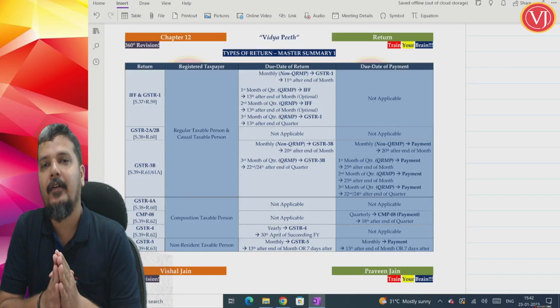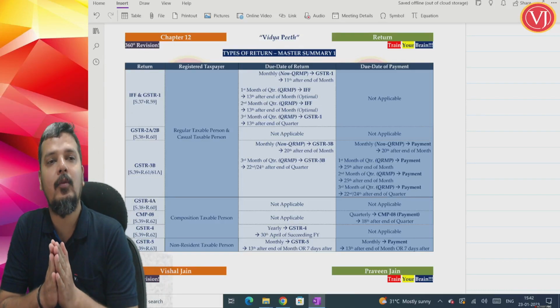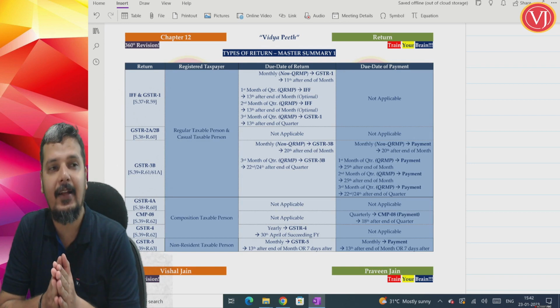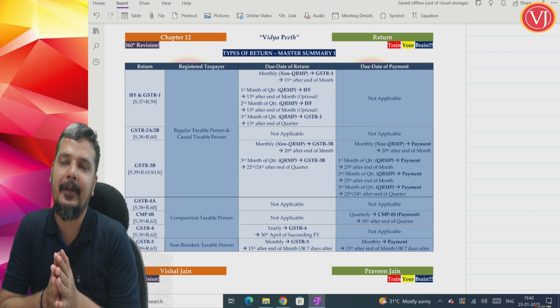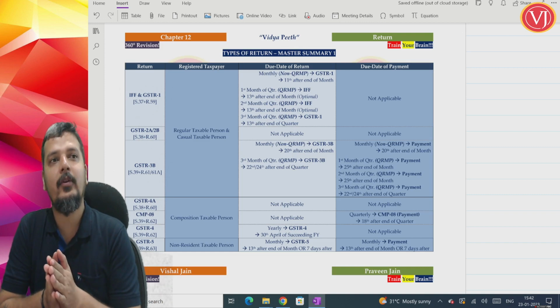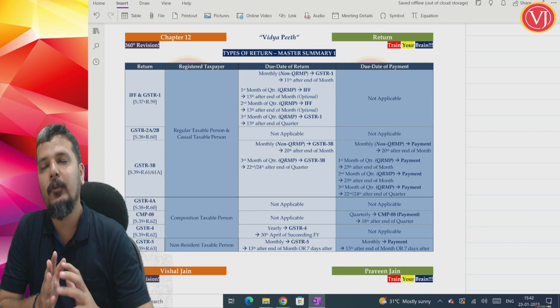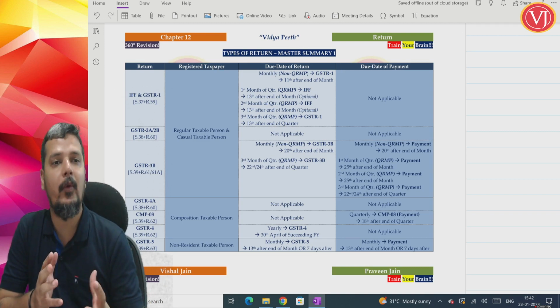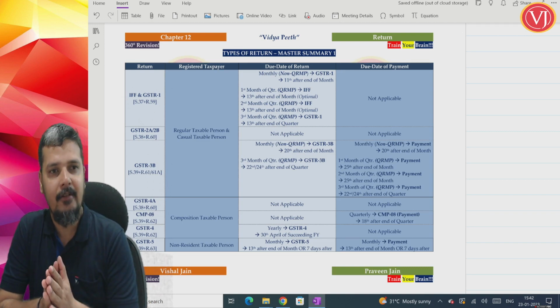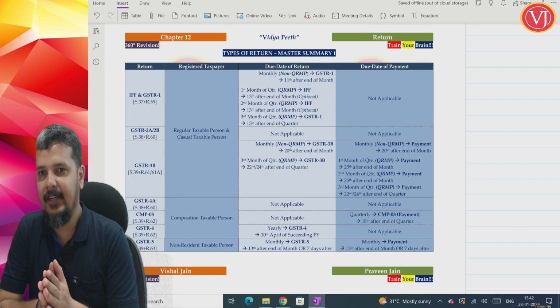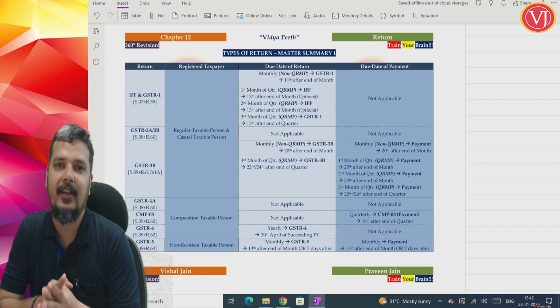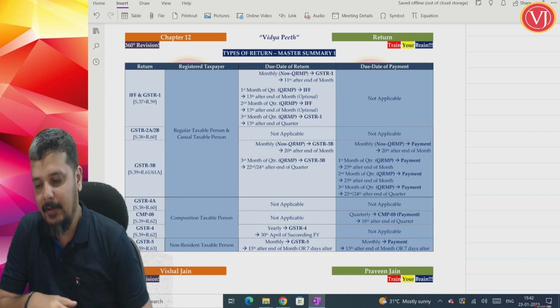Yes, first we'll see the two master summary charts which are there for your written filing chapter, which will basically complete your 60 to 70 percentage of the entire concept. Rather, the only thing which will be majorly left out is your QRMP scheme in this summary chart. Otherwise, everything about various types of returns, their due date will be covered here itself.